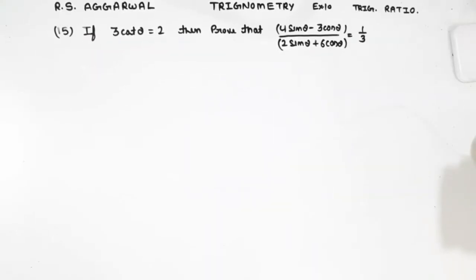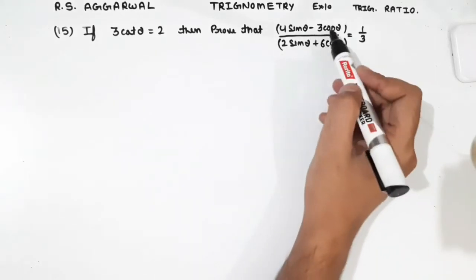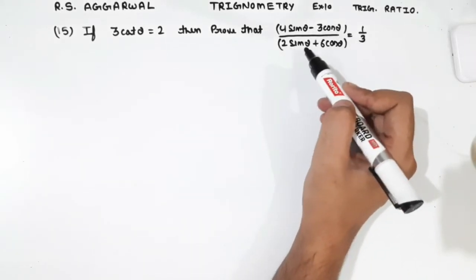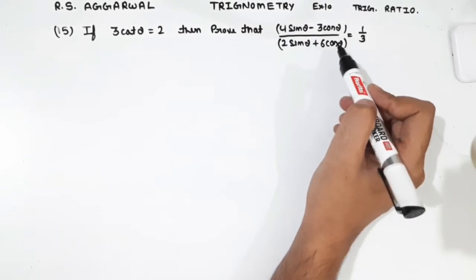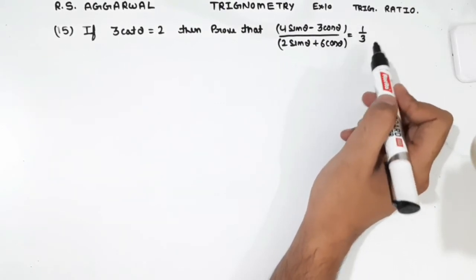R.S. Agrawal, chapter trigonometry, exercise 10, trigonometric ratio, question number 15. In question number 15, if 3 cot theta equals to 2, then prove that 4 sin theta minus 3 cos theta upon 2 sin theta plus 6 cos theta will be equals to 1 upon 3. So here we have to prove 4 sin theta minus 3 cos theta upon 2 sin theta plus 6 cos theta equal to 1 upon 3.